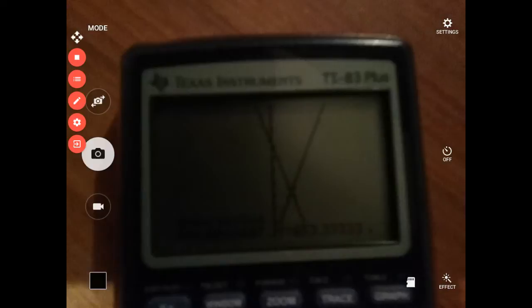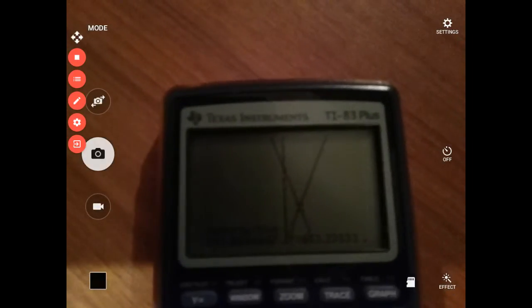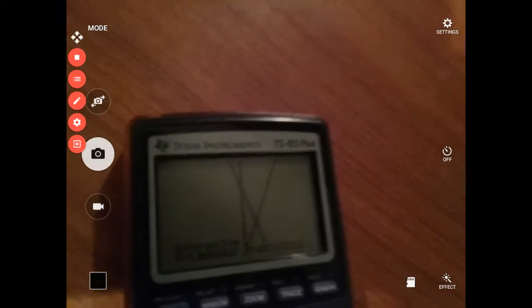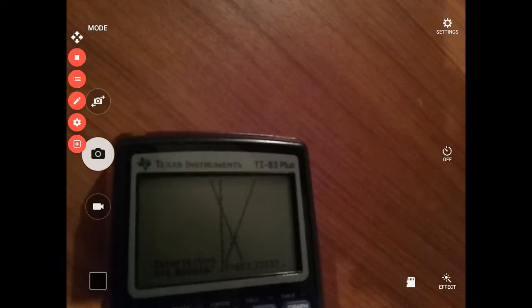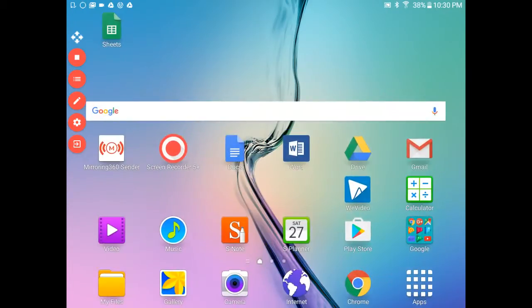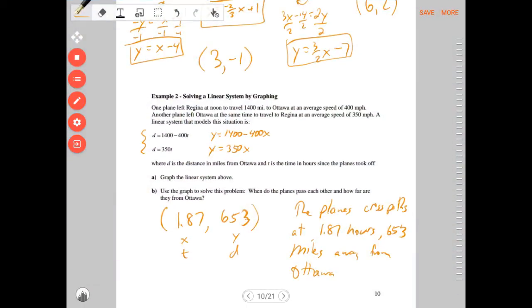I wonder if we can get that to zoom a little better. It doesn't look like it's going to play with us very well. Sorry, probably because I'm covering up the light. So 1.86666 and 653.3333. So you can see it's exactly the same stuff as the TI Inspire, and it's good.